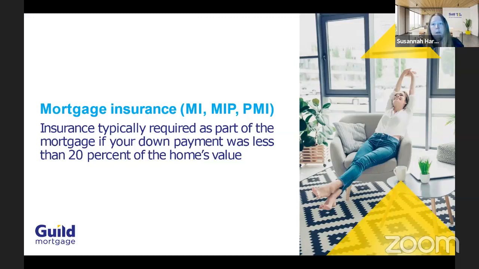The next thing that you might hear a lot about is mortgage insurance. Mortgage insurance typically is required as part of the mortgage if your down payment was less than 20% of the home value. That is on a conventional loan. FHA does require mortgage insurance. It is for the life of the loan. And to get out of that on an FHA loan, you do need to refinance.